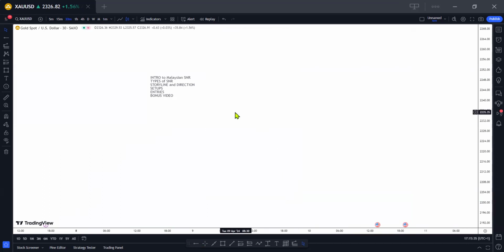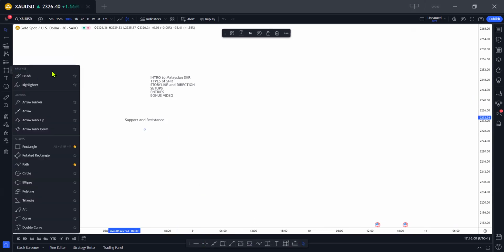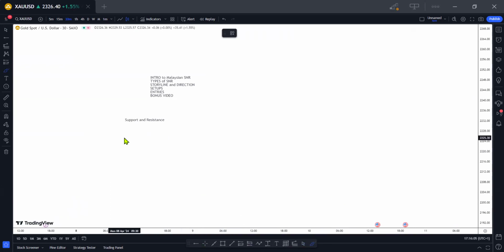For this particular video, we'll basically be looking at Malaysian SNR. Malaysian SNR, as the name implies, SNR is support and resistance, right? For SNR, we are dealing with support and we're dealing with resistance. Typically, an SNR support looks like this. Let me get my brush tool. An SNR support is a V. This is support.